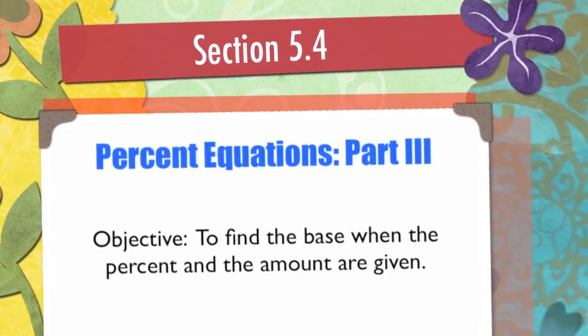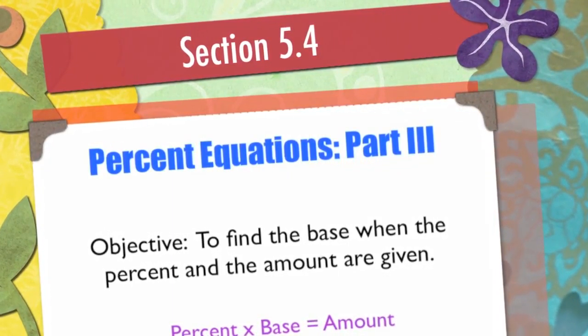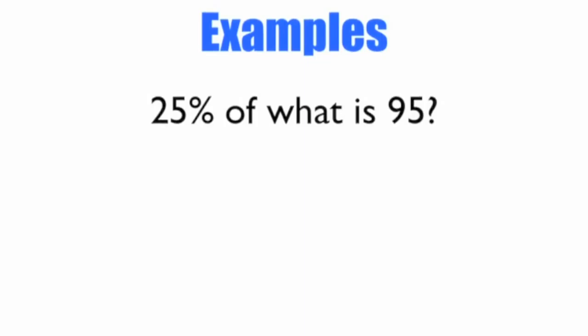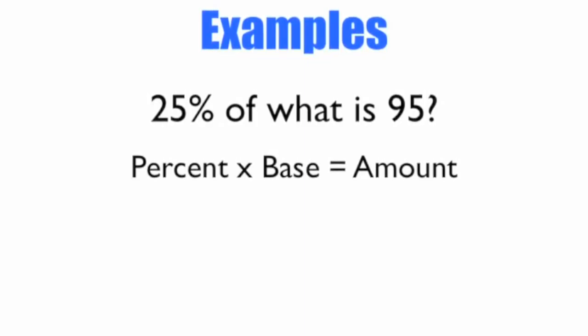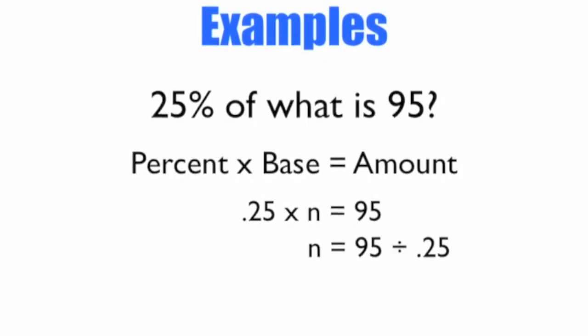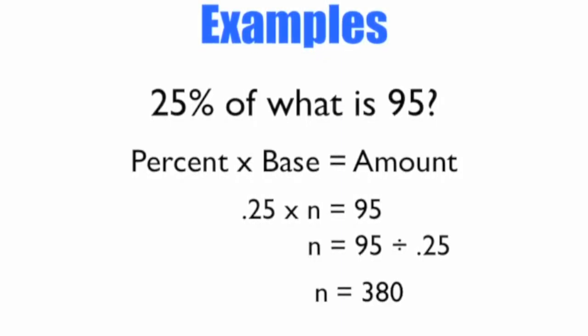Again, we will be using the basic percent equation. 25% of what is 95? To solve this problem, we'll use the basic percent equation. You are given the percent and the amount, so the missing variable is the base. Then create your equation based on the information given to you.